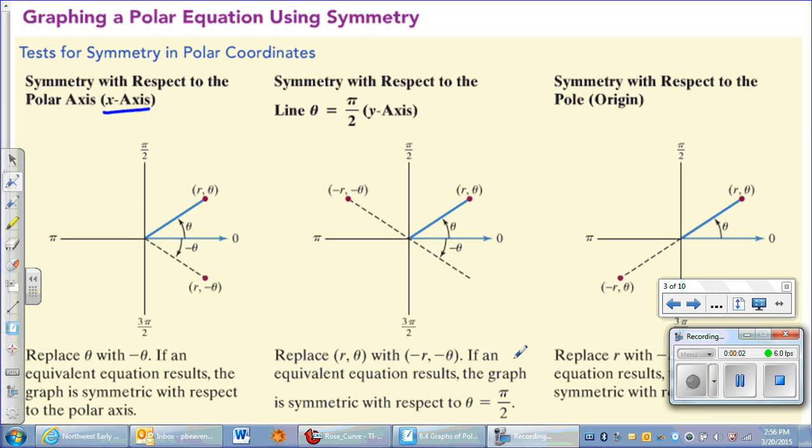Okay, so we're back again with section 6.4. We lost the first slide of the video. Hopefully we'll be able to retrieve it. But let's go ahead and discuss symmetry here for polar graphs.